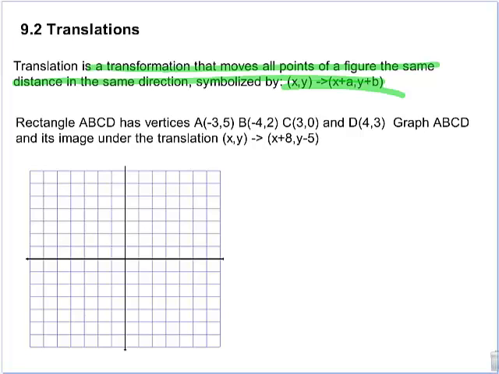I believe you guys saw this last year in Algebra 1, correct? Okay. So rectangle ABCD has vertices: A is at (-3, 5), B is at (-4, 2), C is at (3, 0), and D is at (4, 3). So the first thing we should do is graph those points.